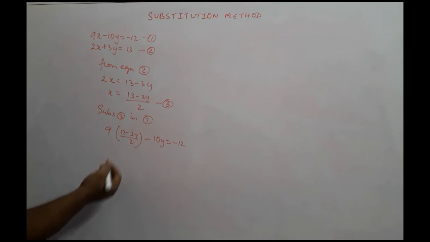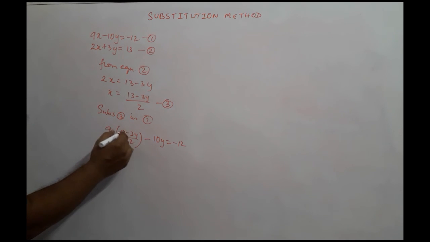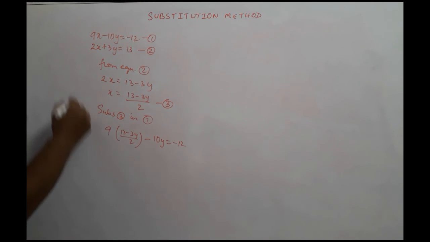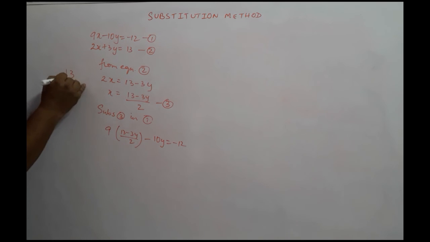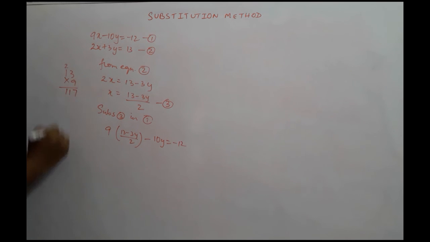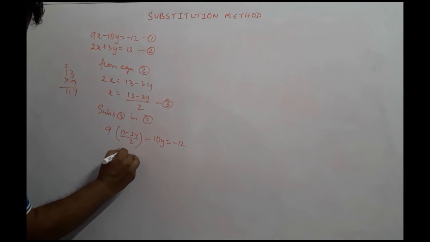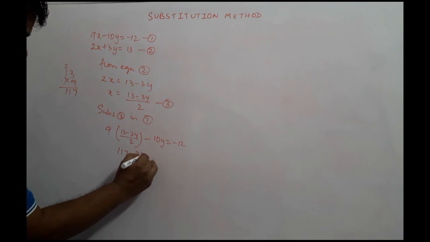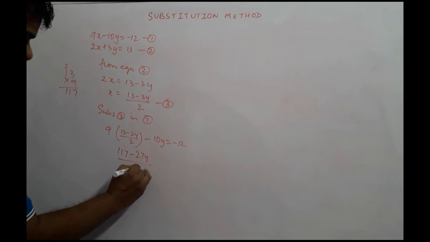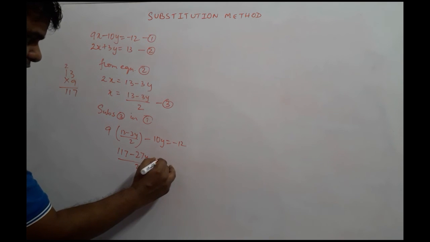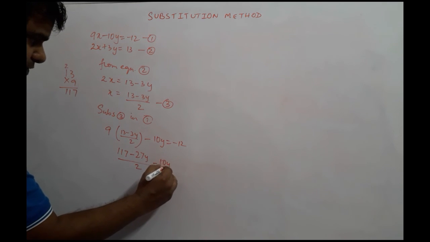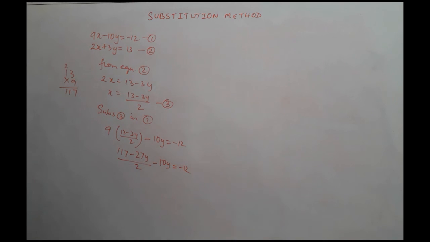Over here, what we need to do is multiply 9 inside, so that we will get 13 into 9. So what is 13 into 9? 9 3s are 27, 9 1s are 9 plus 2, that is 117. So 117, 9 into 3 is 27, so 27y, whole thing upon 2, minus 10y equal to minus 12.